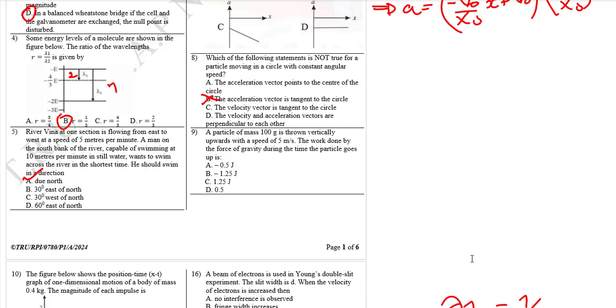Yes, it says the velocity is tangent to the circle. Always true. Velocity is always tangent to the circle, and the velocity and acceleration vectors are perpendicular to each other. Correct. So the wrong one there is B.